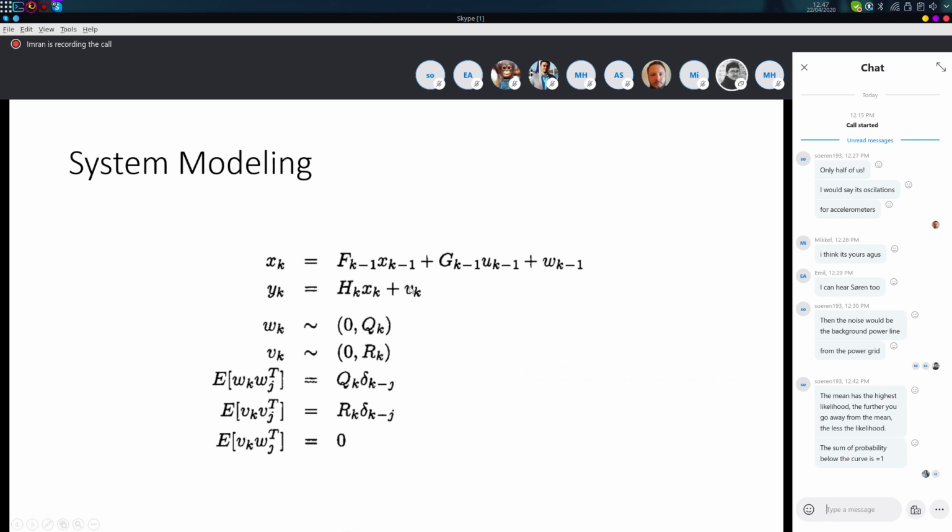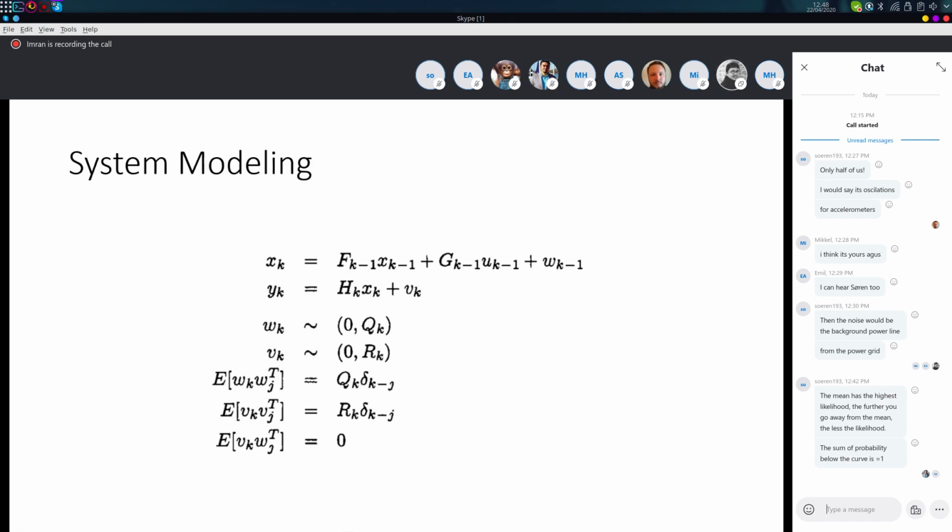You also have noise V k, and then in this problem, when you want to use the Kalman filter, you need to have an assumption that this W k and V k are Gaussian, normal distributions with known variance. This is Q k, the variance for W, and R k, the variance for V k, the sensor noise.